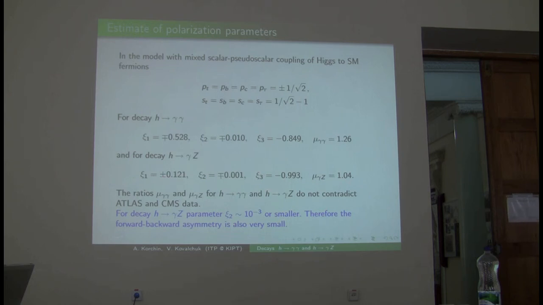So first, of course, these ratios for the decay rates do not contradict ATLAS and CMS data. This parameter xi is of the order 10 to the minus 3 or even smaller. Therefore, of course, for that parameter, the asymmetry is also expected to be very small.